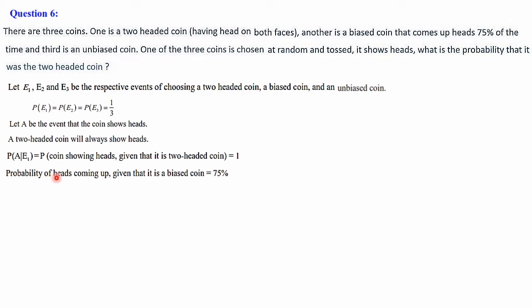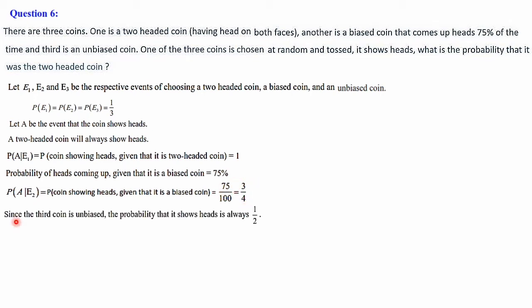Next is probability of heads coming up given that it is a biased coin, that is equal to 75%. Here it is mentioned. So probability of heads coming up given that it is a biased coin, that is probability of A given E2. Probability of A given E2 is probability of coin shows head given that it is a biased coin, that is equal to 75 by 100. 75% means 75 by 100. When you cancel 25, it comes as 3 by 4.